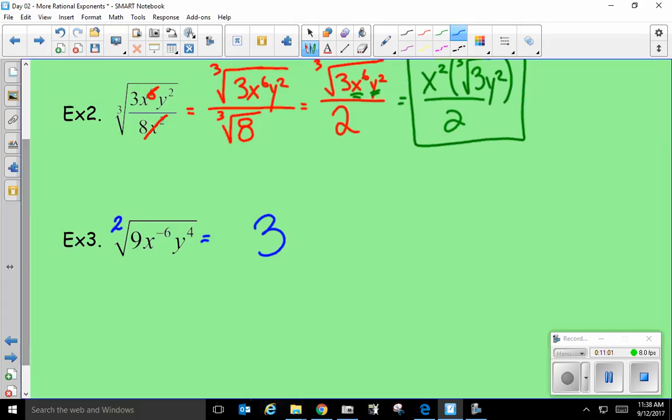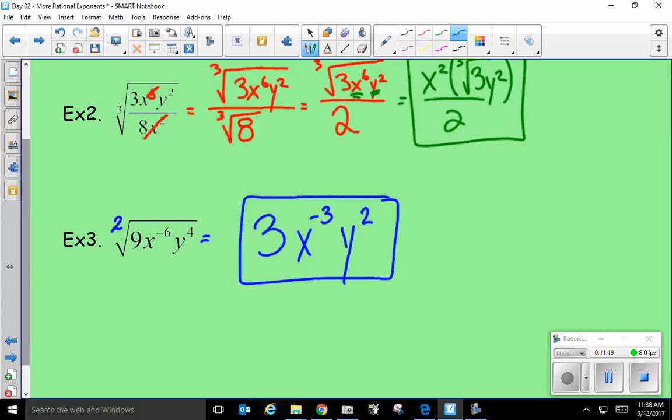What is negative 6 divided by 2? Negative 3. Don't be bashful. And what about that y to the 4th? So I just put a 2 here? It's y squared. There you go. Look how easy that is when you can just go down the line.